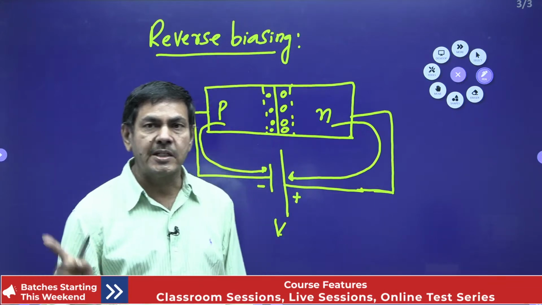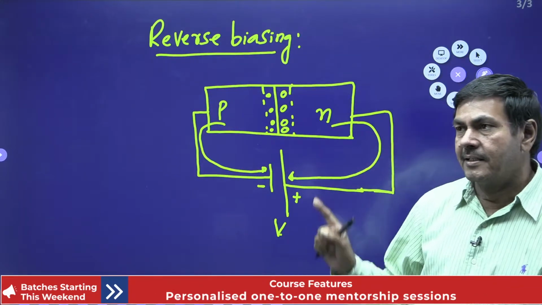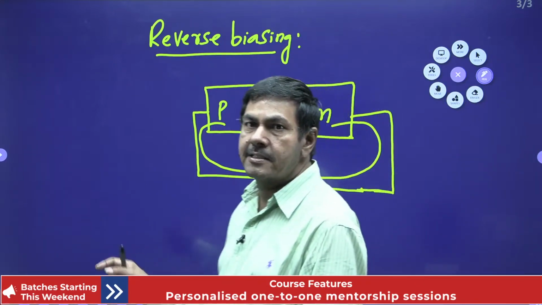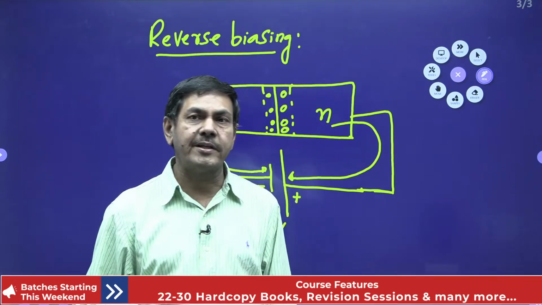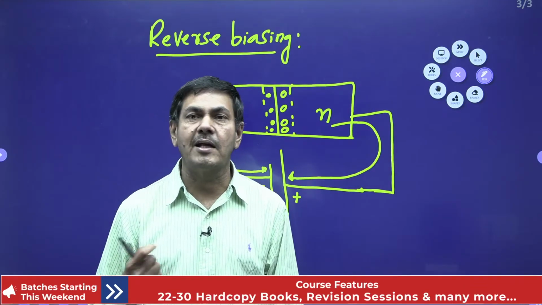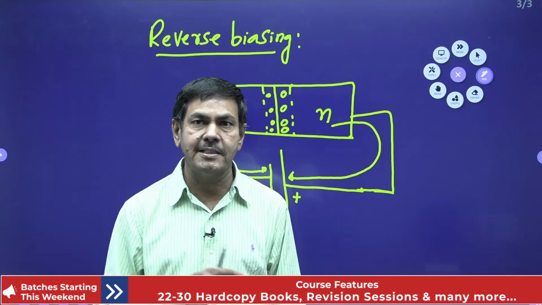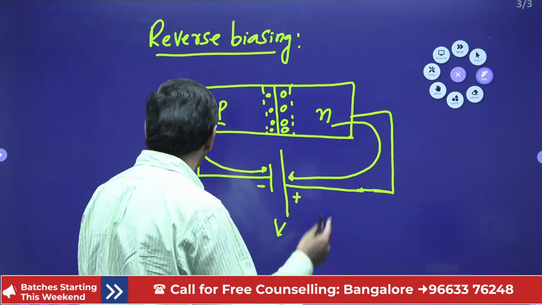Finally, what conclusion can we make in this particular circuit? When it is connected in reverse biasing, the current due to the majority carriers is always 0. But some current is going to flow. That is a negligible amount of current only. That current we call the reverse saturation current. Those points are very important in reverse biasing.